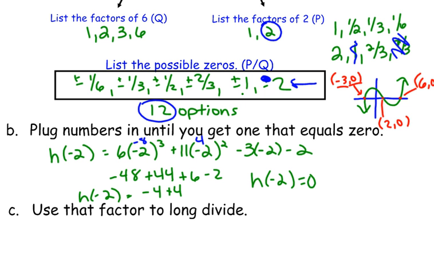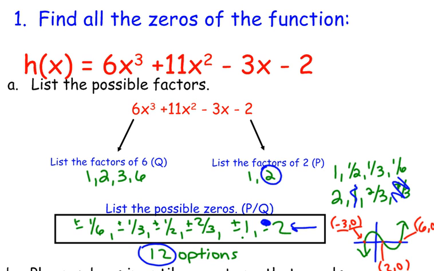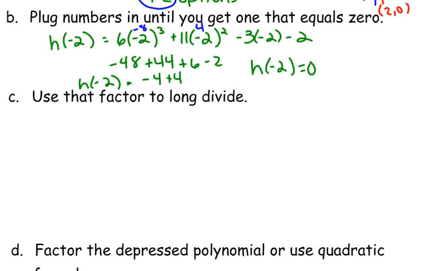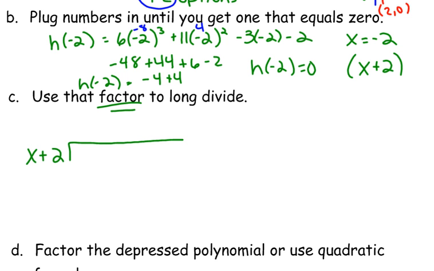Now, how many places does it cross the x-axis? Remember, you look at the original. Our degree is 3, so we should get 3 answers for this problem. So once we find that x equals negative 2, to write that as a factor, I'd write x plus 2, right? So I'm going to use the factor, the x plus 2, to do long division. So I will divide out x plus 2, and I'm going to take that root out of my problem. So I'm going to divide it into 6x cubed plus 11x squared minus 3x minus 2.